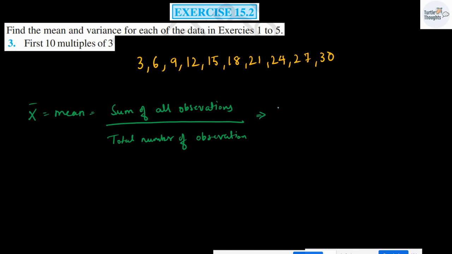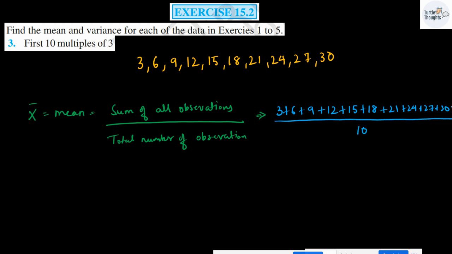I will be adding all of them. 3 plus 6 plus 9 plus 12 plus 15 plus 18 plus 21 plus 24 plus 27 plus 30, divided by, it is going to be 10, right? The sum works out to 165.